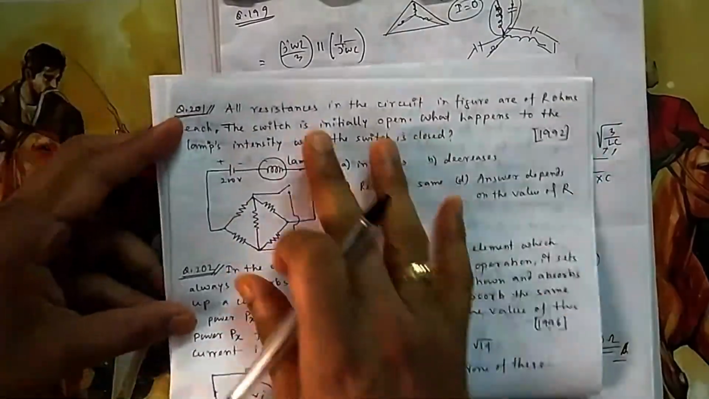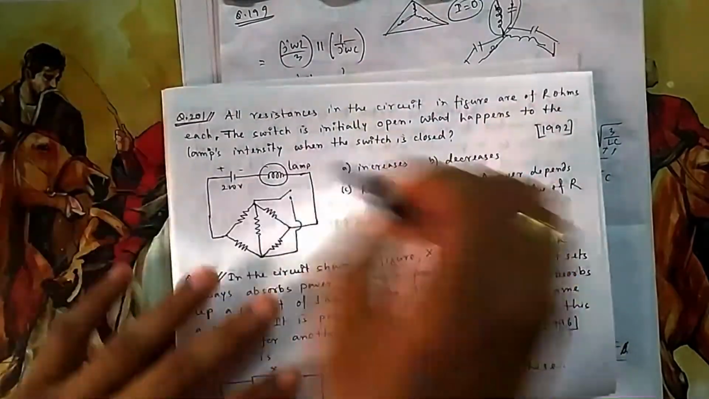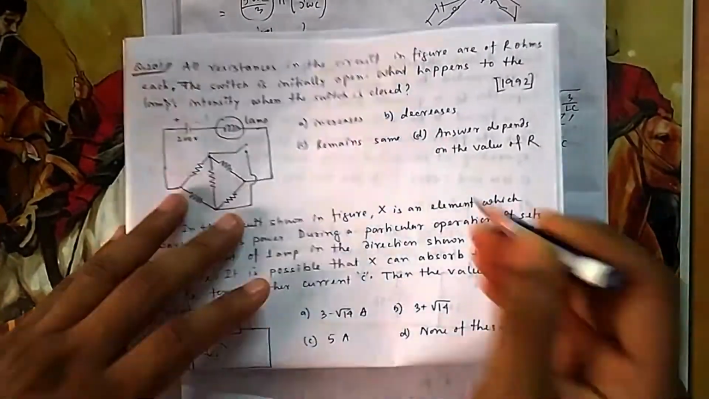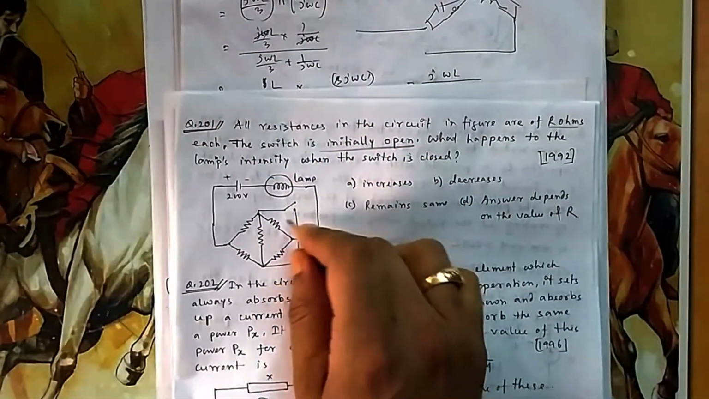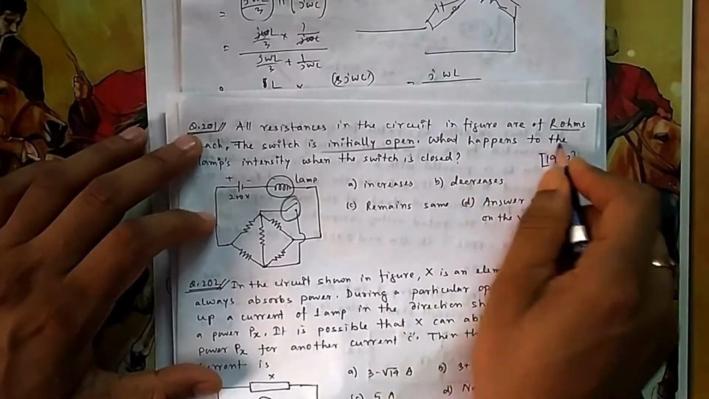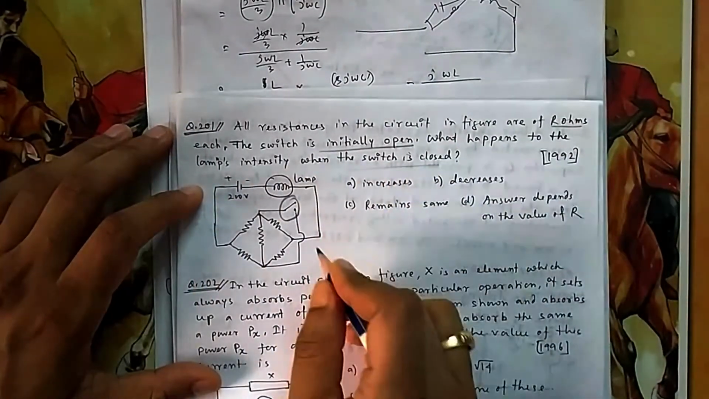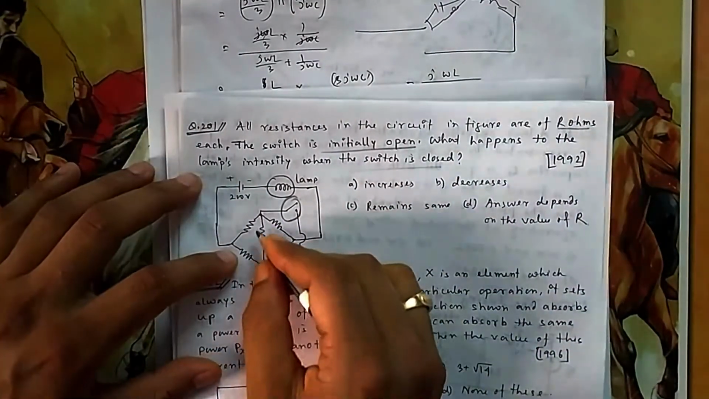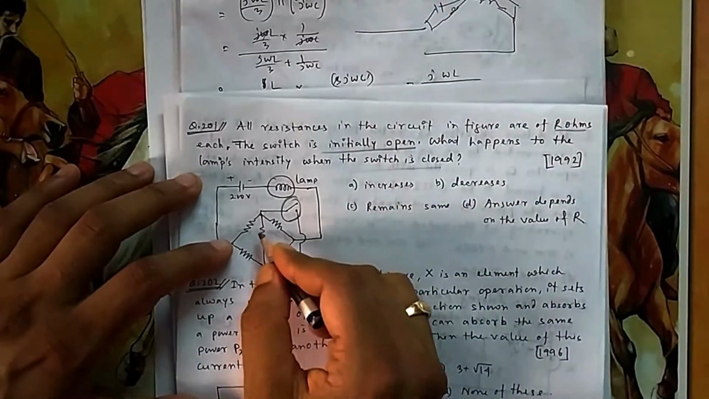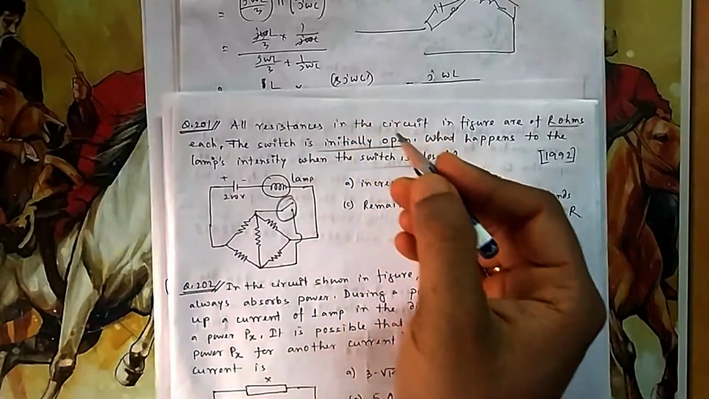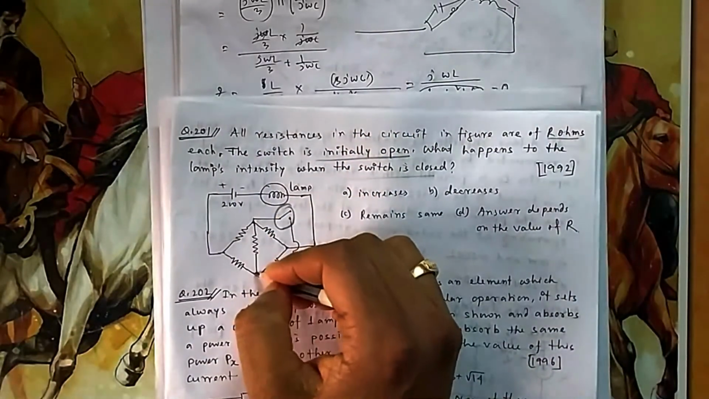Okay, now if you come to question number 201, what they are asking here: all the resistances in the circuit in the figure are R ohm each. The switch S is initially open. What happens to the lamp intensity when the switch is closed? What will happen when it is closed? If all are R initially, then it is a Wheatstone bridge. So no current will flow through this.